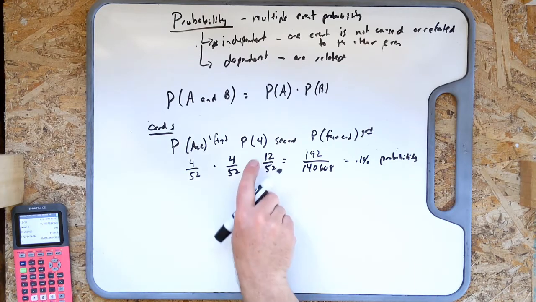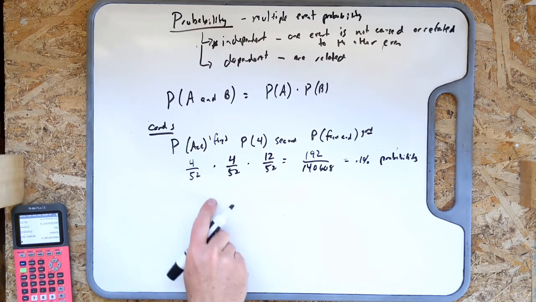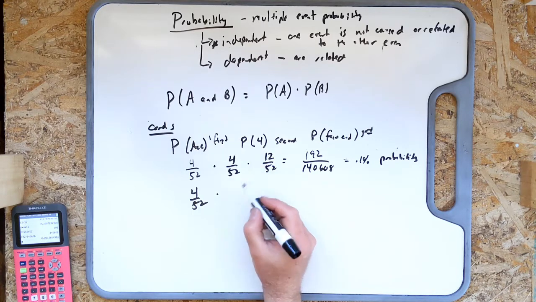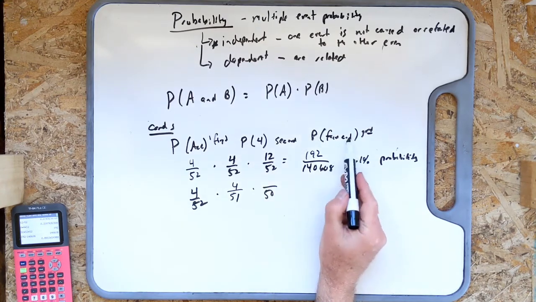Now, why did I have to say you have to put the card back? Because if you took this out, and then you leave the card out, it's not actually this. It would be 4/52. The next time around, you've actually only got 51 cards to choose from. So it's 4/51, and now you've only got 50 because you're taking a card out every time.